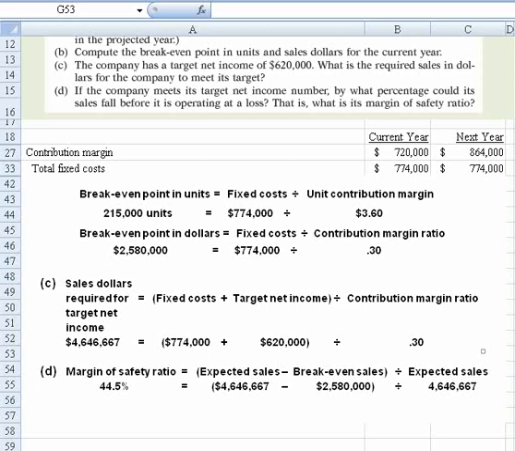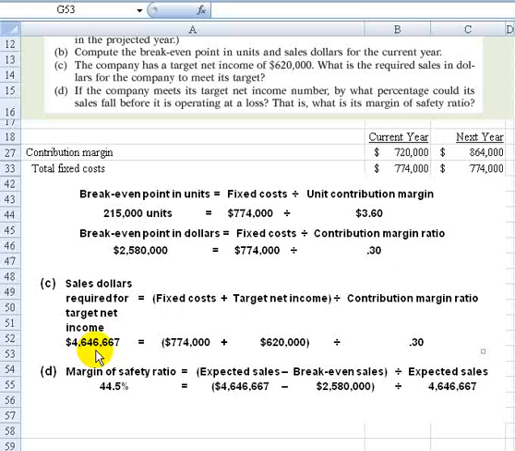Now the screen has moved a little bit as we tackle C and D. C says the company has a target net income of $620,000. What's the required sales in dollars for the company to meet it? The way we solve that is we add the target net income, the $620,000, to the fixed cost. And here's the formula right here. And then we divide it by the contribution margin ratio. When we do that, we come up with $4,646,667. That's the sales dollars required to meet that target net income.